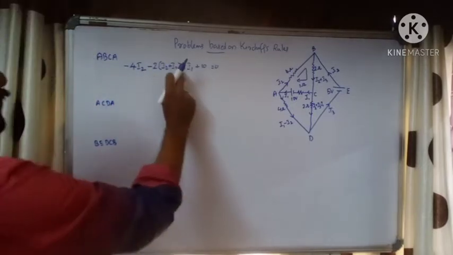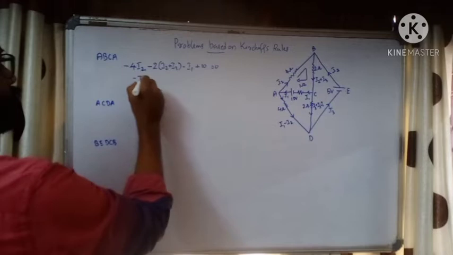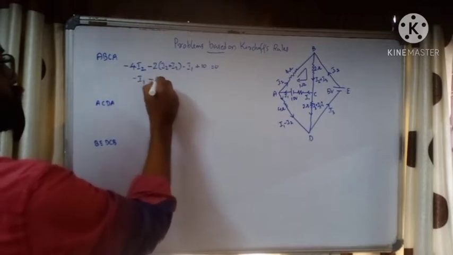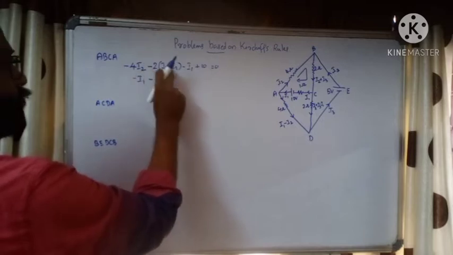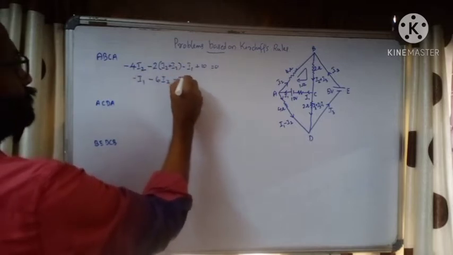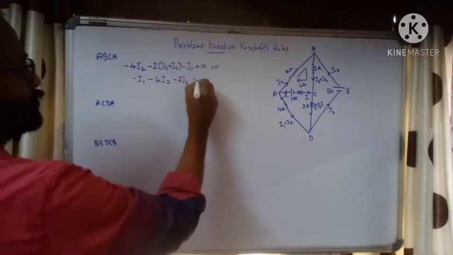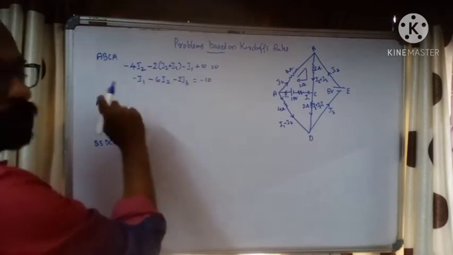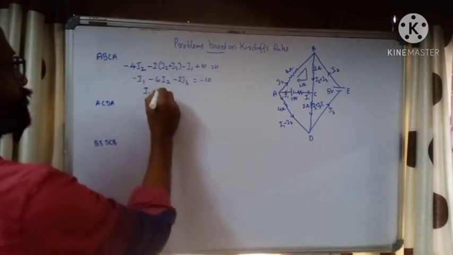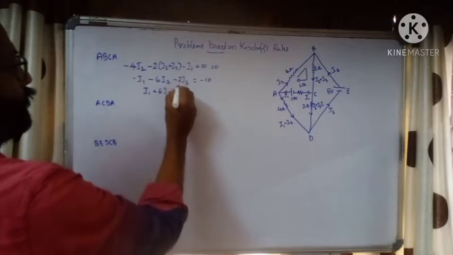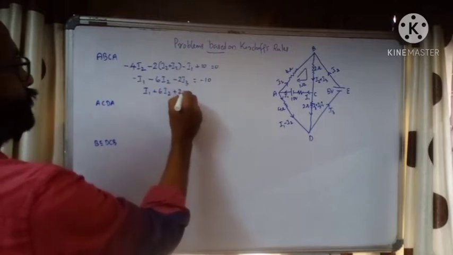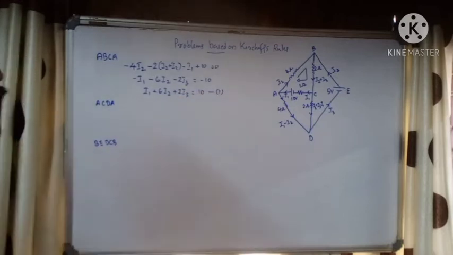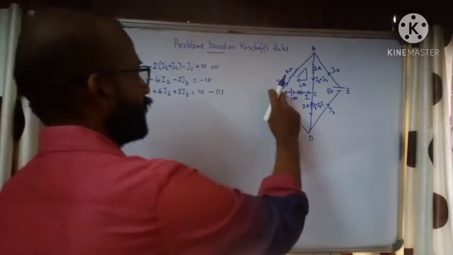Now we need to simplify this. We have minus I1. For I2 we have minus 2 I2 and minus 4 I2, that is minus 6 I2. For I3 we have minus 2 I3. The 10 we take to the right side, so it is minus 10. We can divide throughout by minus 1 to make all the values positive. We can write I1 plus 6 I2 plus 2 I3 is equal to 10. Equation number 1.